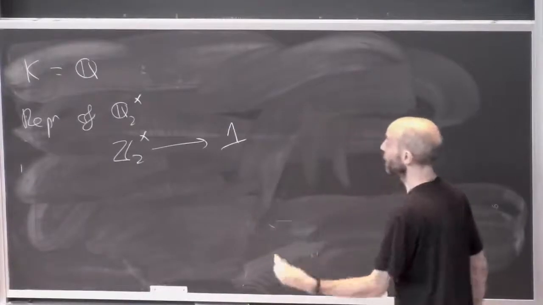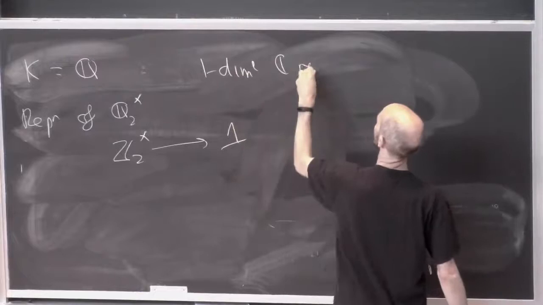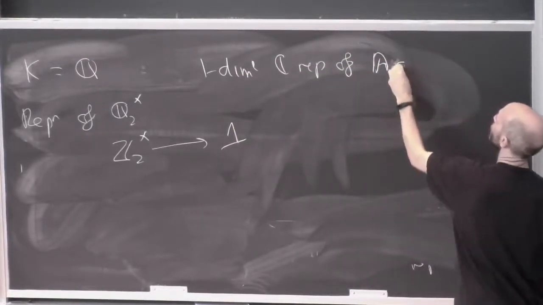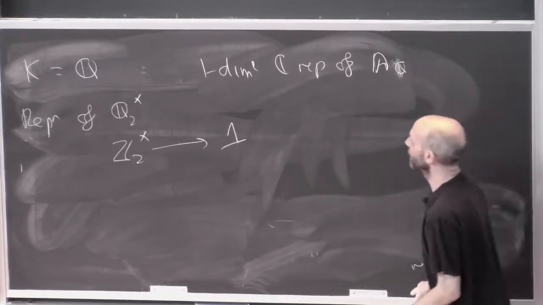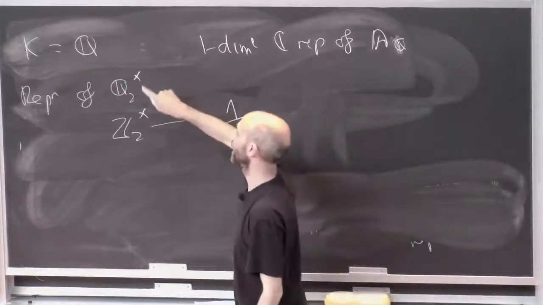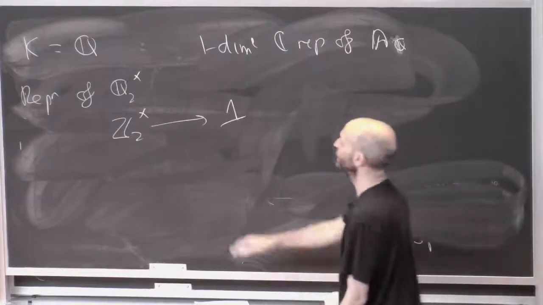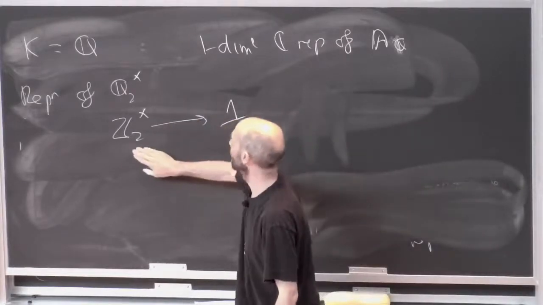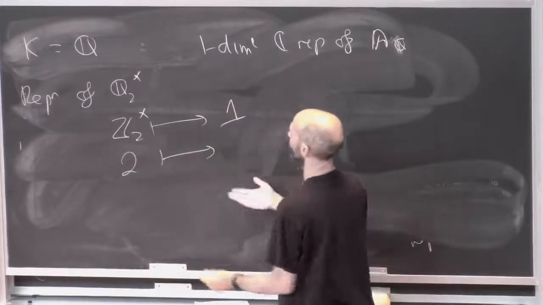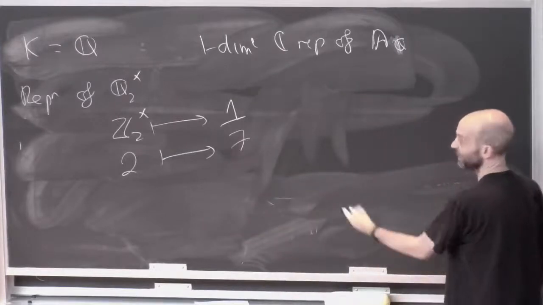I'm going to write down a one-dimensional complex representation of the adeles of K. I'm going to do it piece by piece. I need a representation of Q_p star for all primes p and a representation of R star. So I need a representation of Q_2 star. The hard part is Z_2 star, that can go to 1, and 2 can go to, I don't know, I just need some complex number. I don't know, 7, because it's my favorite number.